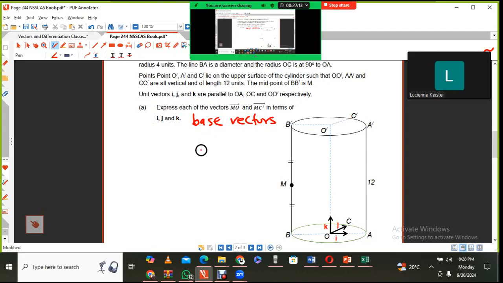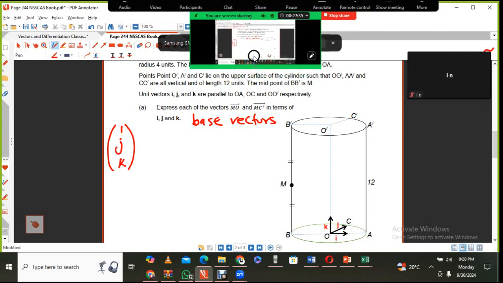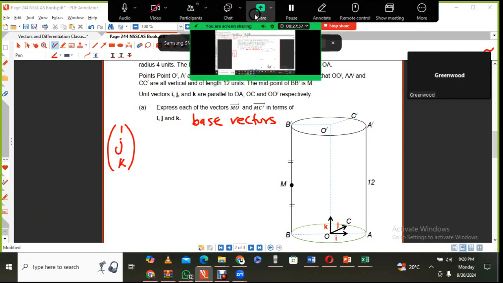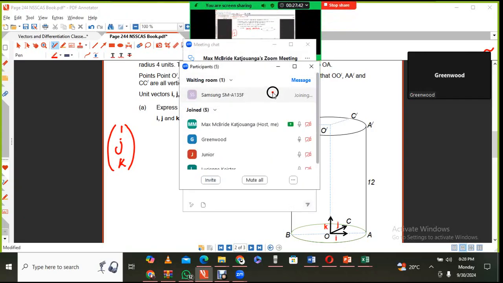Base vectors. Which letter is first? I. Followed by? J. Then K. So when you write it in vector form, this is what you're going to do: your X, your Y, and your Z. Is that fine? Yes, sir.